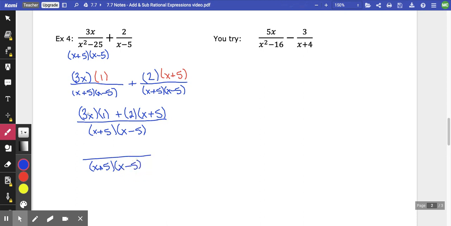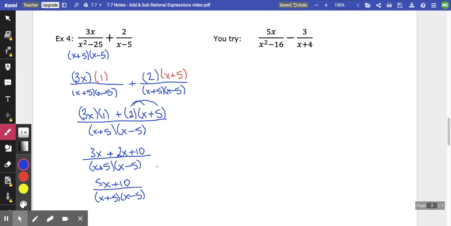Simplify my numerators. So 3x times 1 is 3x. And for the second one, I'm multiplying this positive 2, distributing to both pieces of that x plus 5. So that would give me 2x plus 10. Now in the numerator, I can combine like terms. So 3x plus 2x would be 5x. So then I've got 5x plus 10.